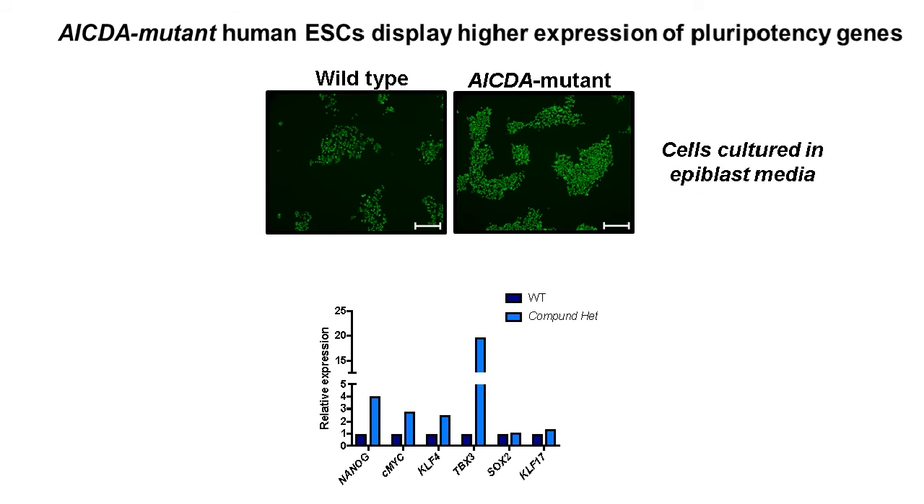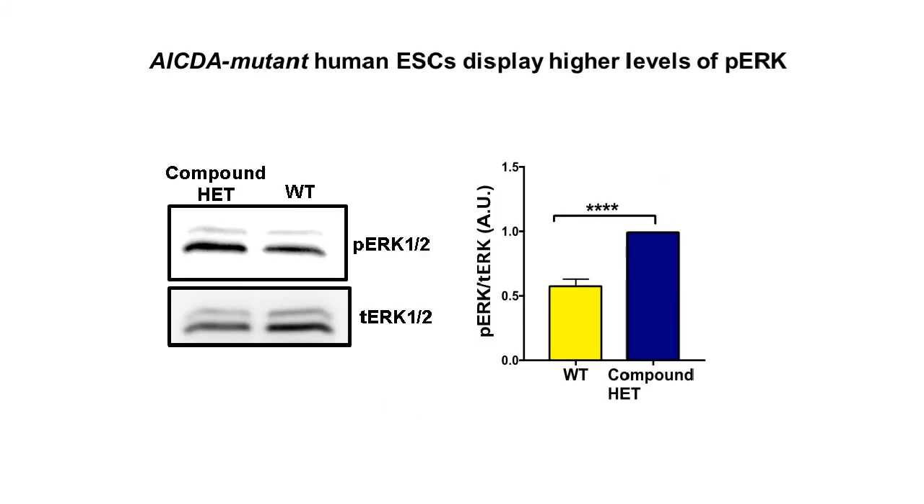And the question is, why are they behaving like that? And for that, we looked at the FGF-ERK signaling. And what we saw is that, similar to mouse cells, AID mutant embryonic stem cells have higher levels of phospho-ERK as compared to the wild types. So this could be one of the reasons why AID knockout, AID mutant human embryonic stem cells have higher expression of pluripotency markers.